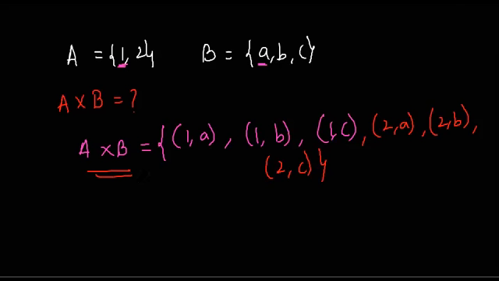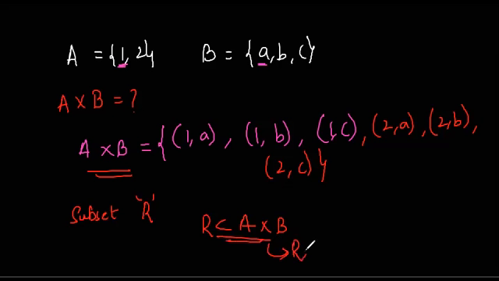Now, why do we study the Cartesian product for a relation? Whenever we have a subset R of the Cartesian product A cross B, this is called a relation. And each element of the relation R is an ordered pair where the first element belongs to A and the second element belongs to B. So this is the basic definition of a relation.